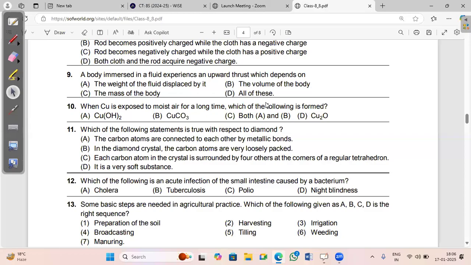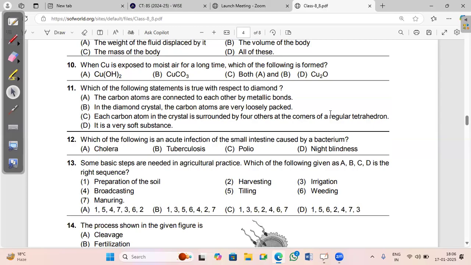When copper is exposed to moist air for a long time, which of the following is formed? Those who know about copper, see, copper is not very reactive. Copper hydroxide? No, or copper does not form a hydroxide. Cu2O? No, Cu2O is not there. It's copper carbonate, option B. Copper oxide is not formed, it is black in color.